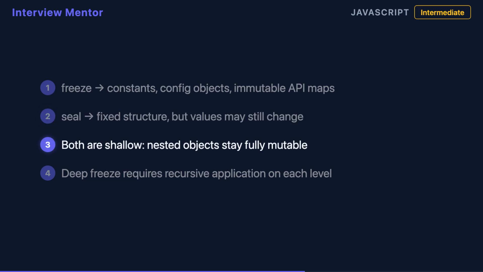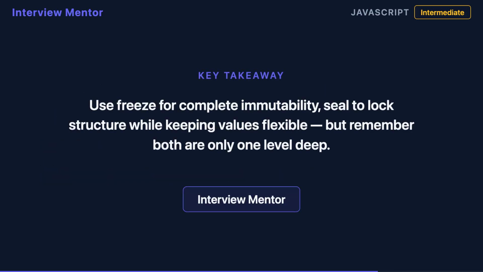Now the critical caveat for both: they are shallow. If a frozen object holds a nested object as a property, the inner object is still fully mutable. True deep immutability requires recursively calling freeze on every nested level. Use freeze for complete immutability, seal to lock structure while keeping values flexible. And remember, both are only skin deep.